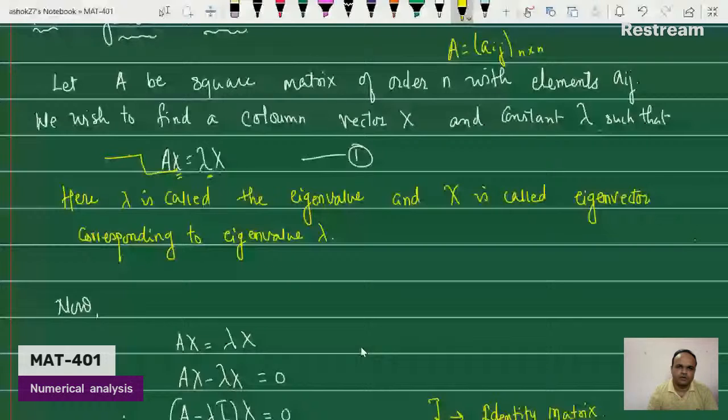So this is our objective. We find the eigenvector corresponding to the eigenvalue for a given matrix. It may be n cross n, it may be 2 cross 2, it may be 3 cross 3, but it's a general matrix. It may be an n cross n matrix.